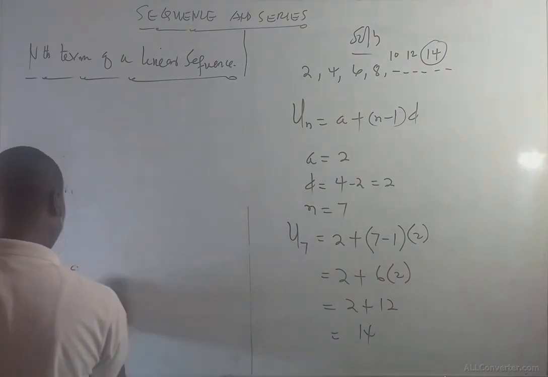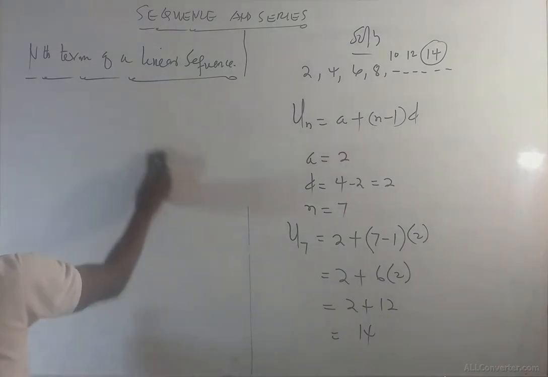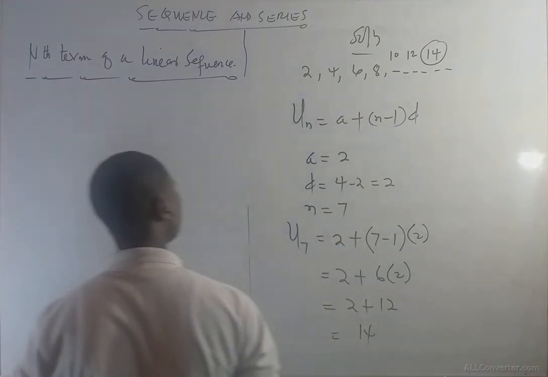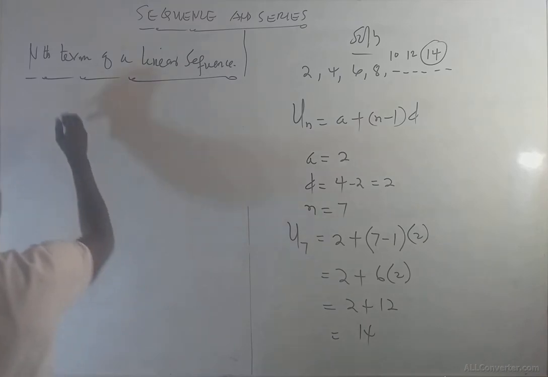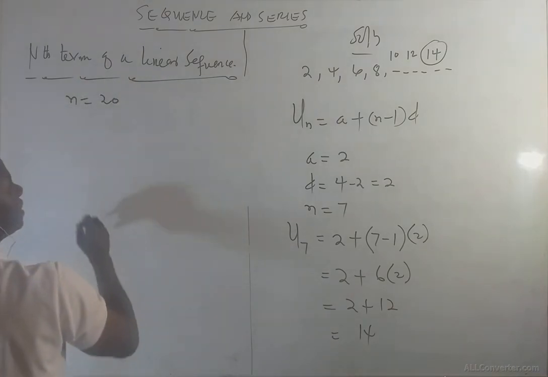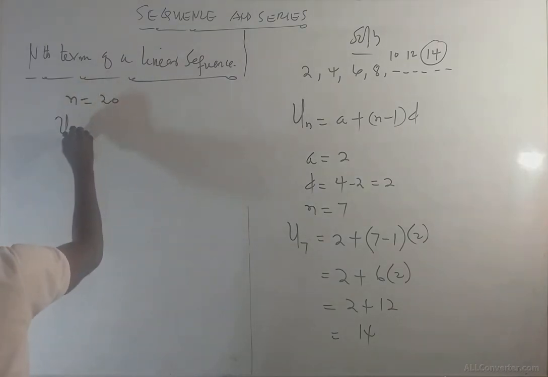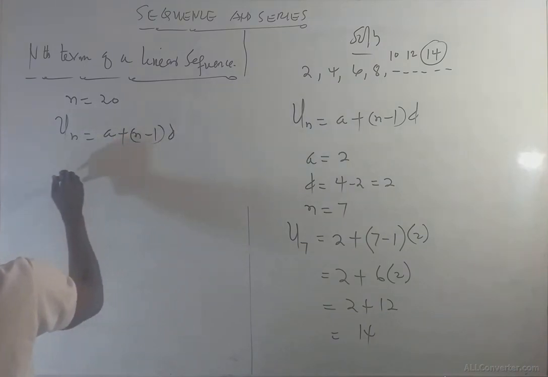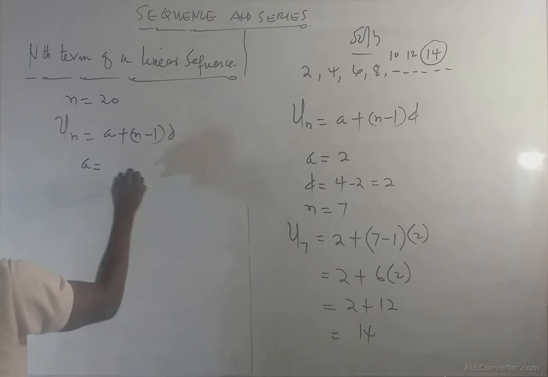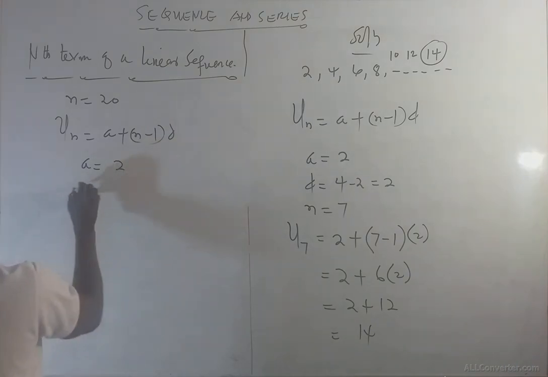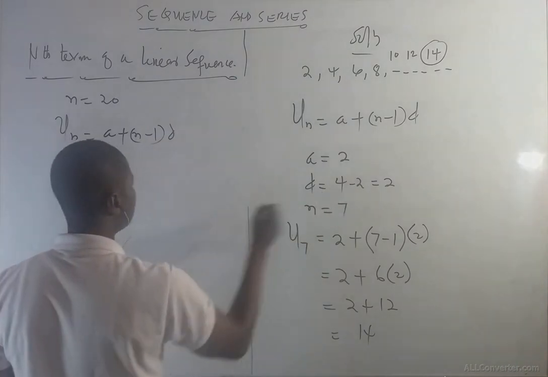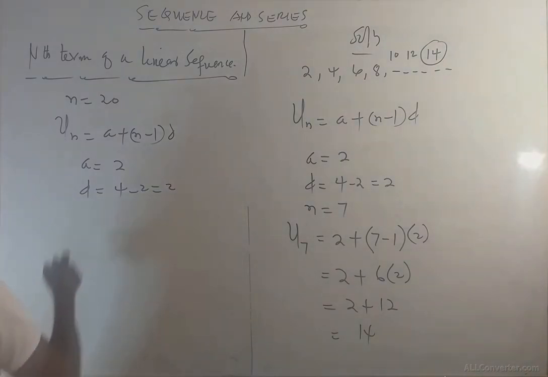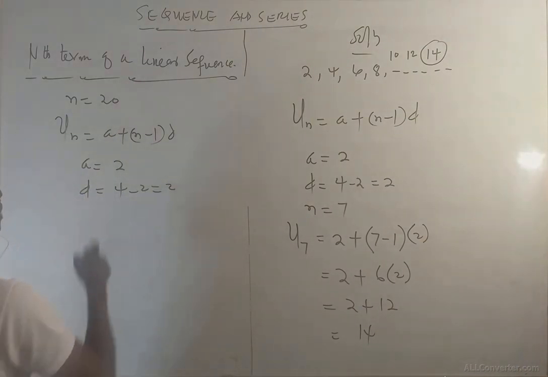Let's assume that with the same sequence, you are asked to find the 20th term. The 20th term means that n will be equal to 20. So un will be a plus (n minus 1) times d. Now, a, the first term, is still 2. The common difference is still 4 minus 2, and that is 2. But we have to find the 20th term, so n is equal to 20.